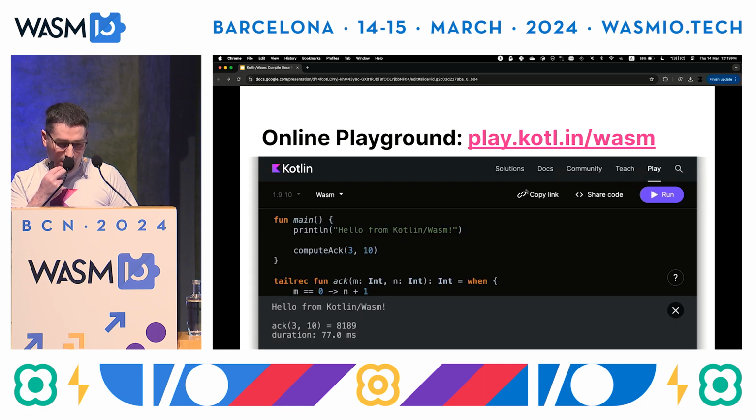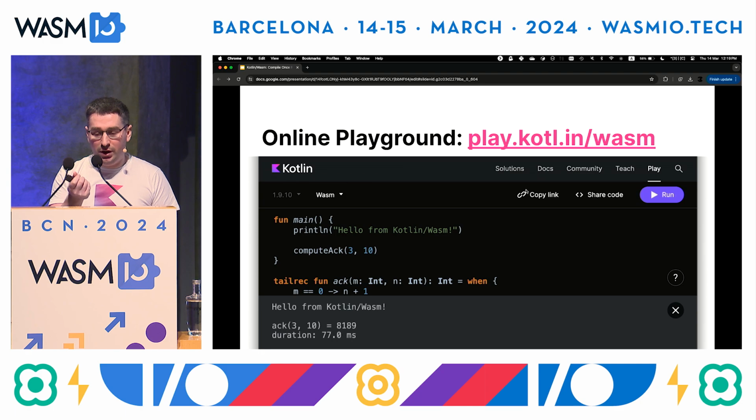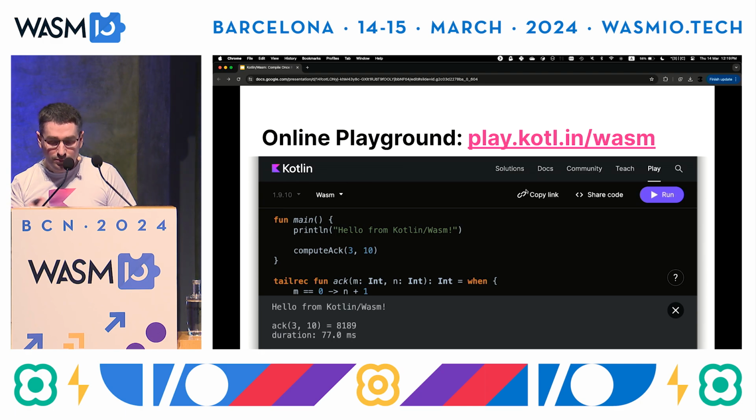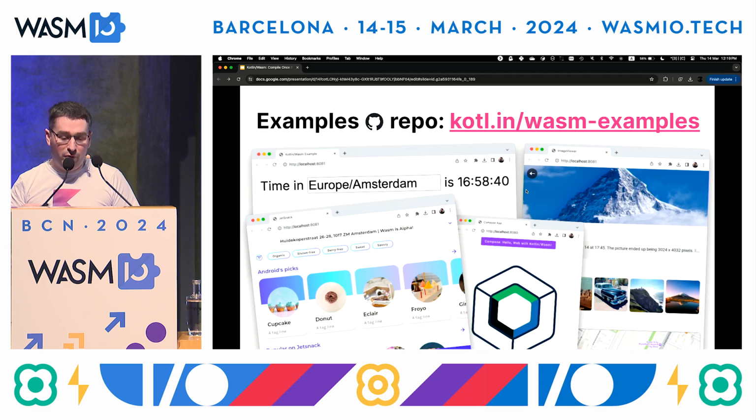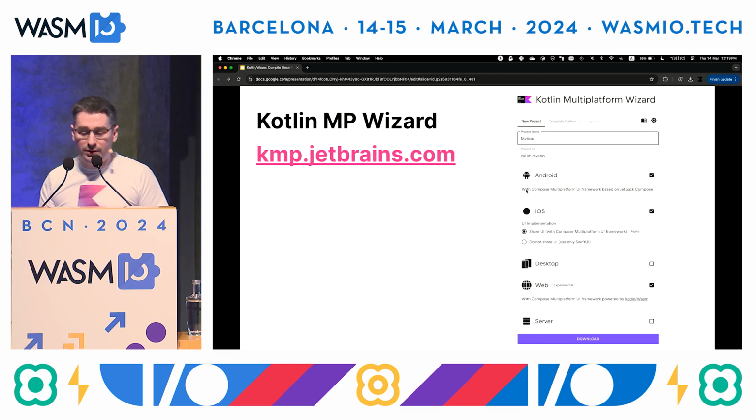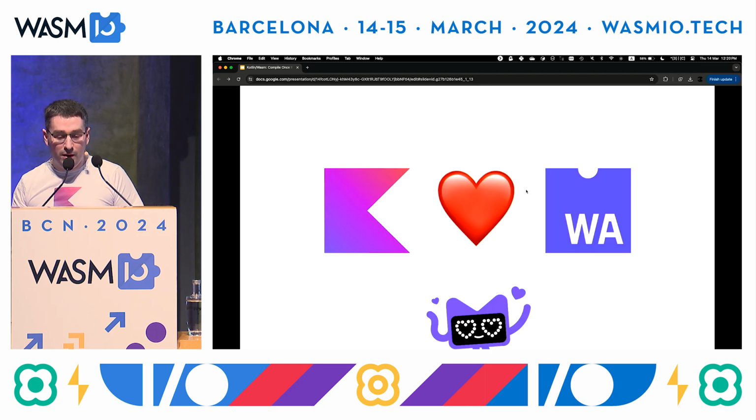So how can you try Kotlin Wasm today? The easiest way to try Kotlin Wasm is using our online playground. Another way is checking out our repository with different examples, starting from different browser examples, finishing with Node.js and WASI examples. Also, you can create a new project using our web-based wizard.